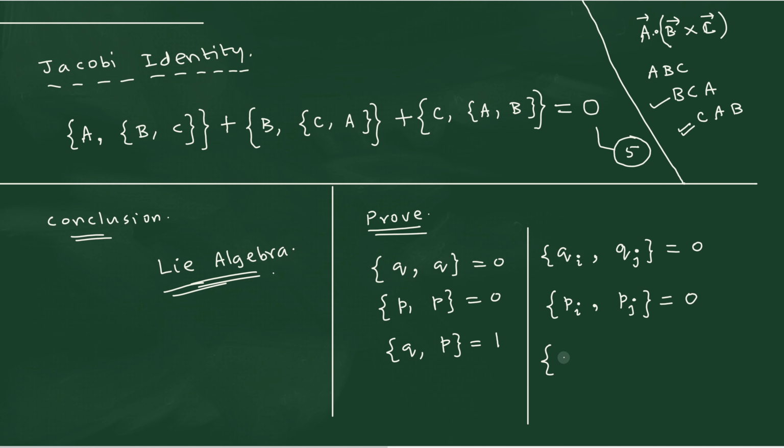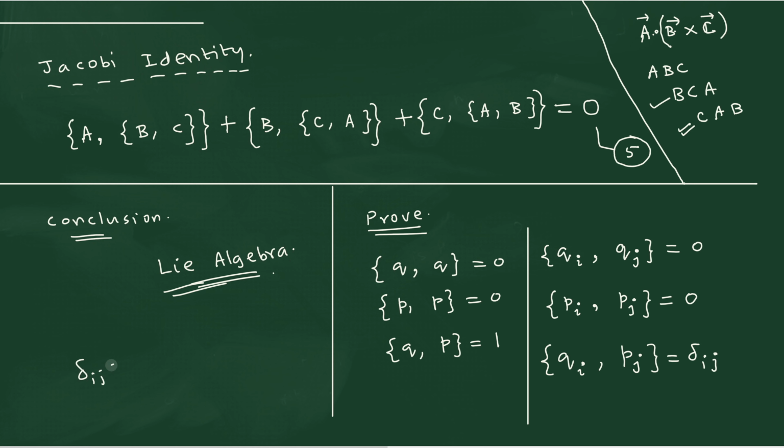And ultimately, this is very important. When you take the Poisson bracket of q_i with p_j, you will be getting delta_ij. Delta_ij, you already know what is delta_ij. So this should be clear to you.